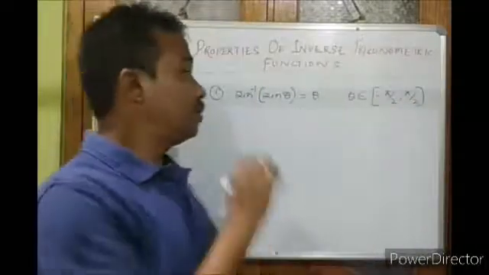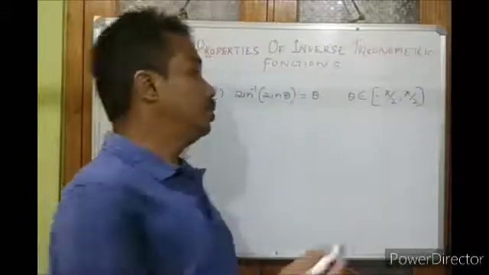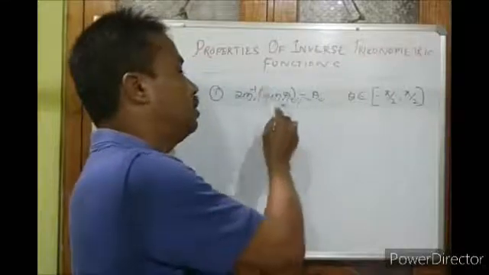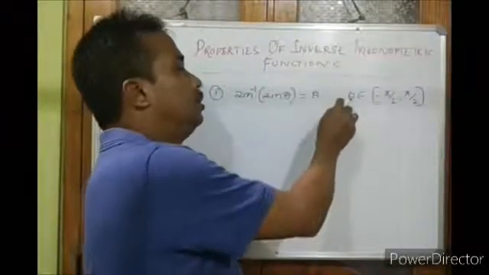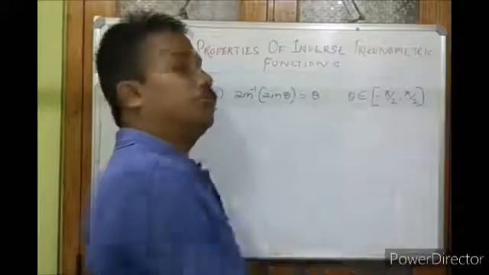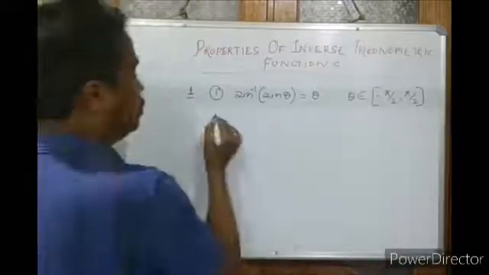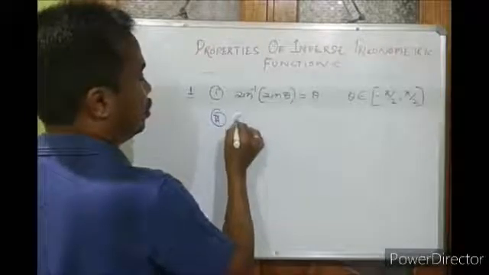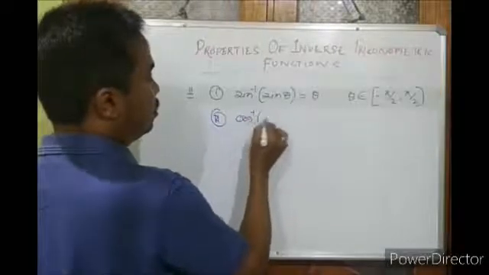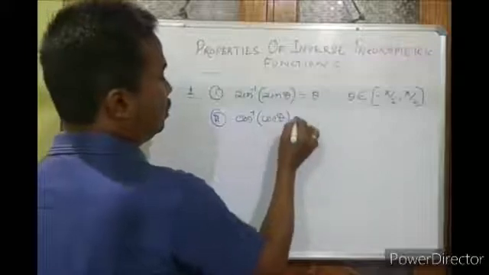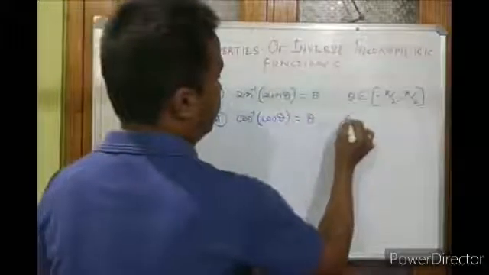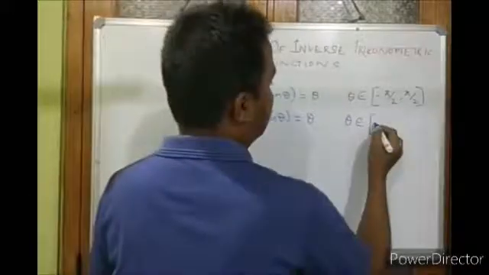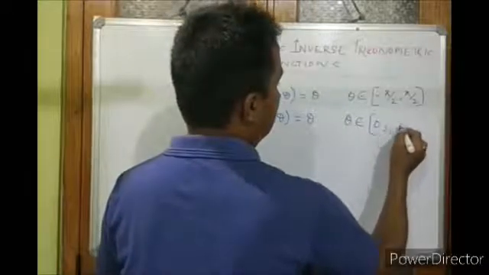In earlier classes we have studied the principal value branch. So in the principal value branch only, sine inverse sine theta is equal to theta if theta belongs to minus pi by 2 to plus pi by 2. Second property: cos inverse cos theta is equal to theta. Here theta belongs to the principal value branch, 0 to pi.